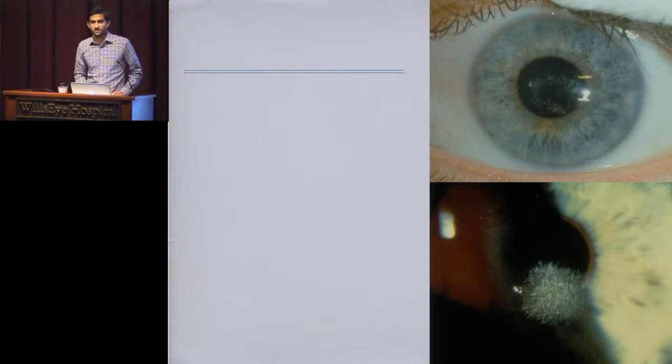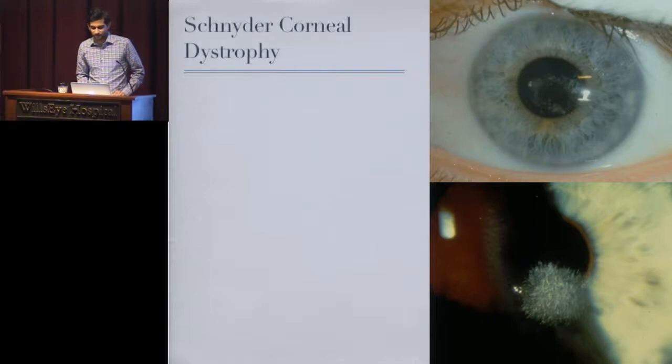What's this one? It's stromal. Starts with an S. Schnyder's. Yeah. So Schnyder's corneal dystrophy. Anybody know the inheritance pattern?